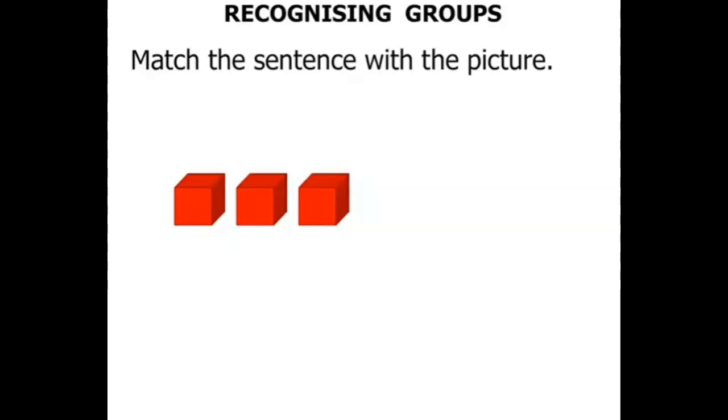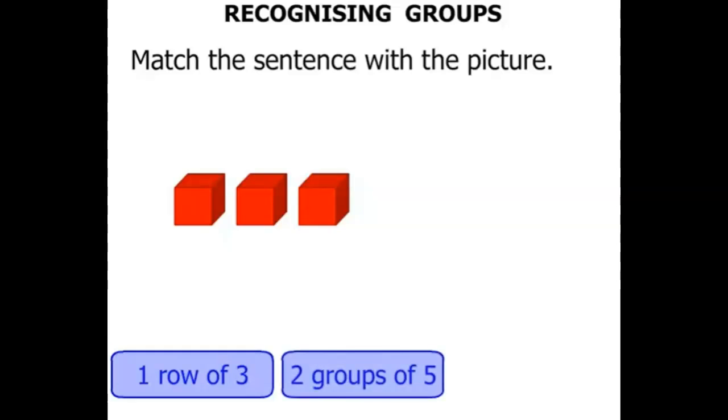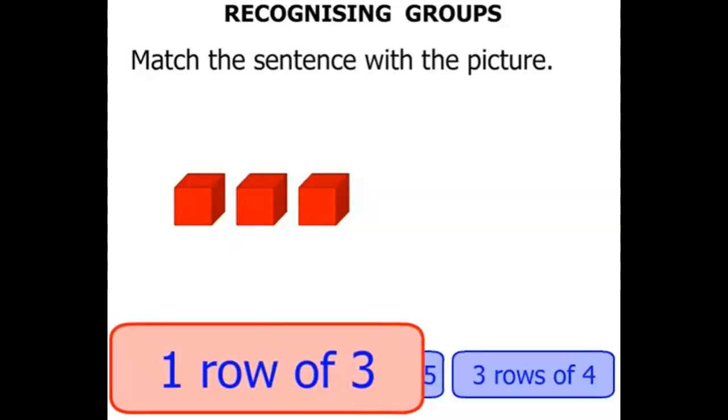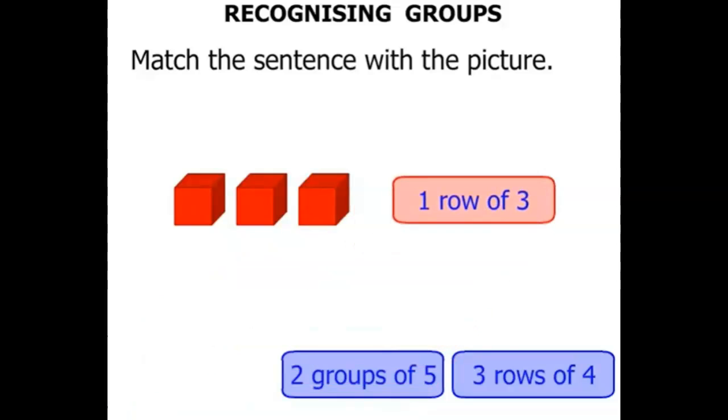Now this next one, that's all we've got. Do we have one row of three? Or do we have two groups of five? Or do we have three rows of four? What do you think we've got there? Well, simply, we have one row of three, because there's three in the row.